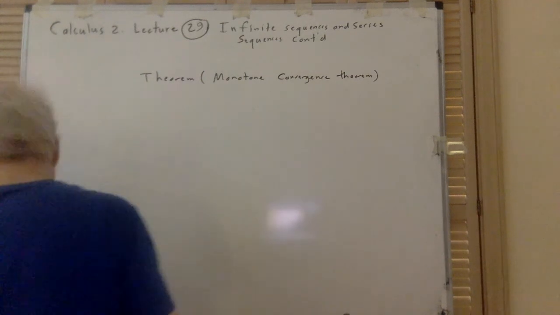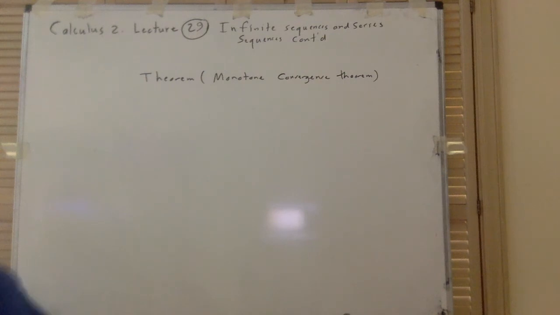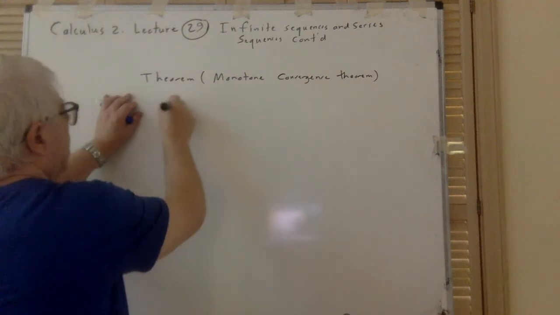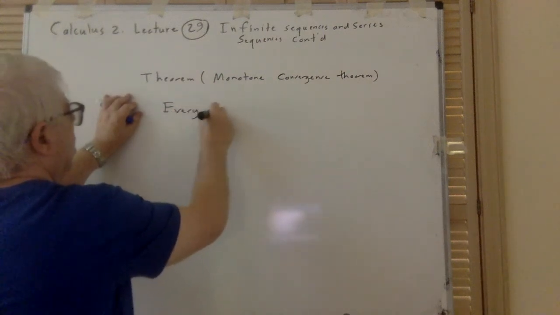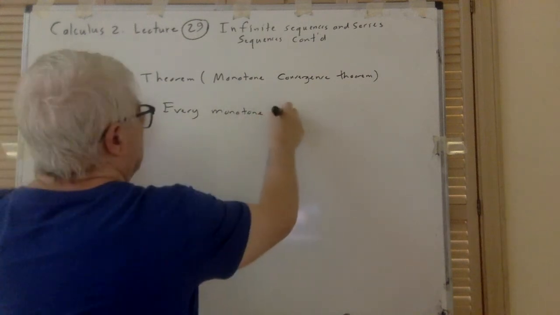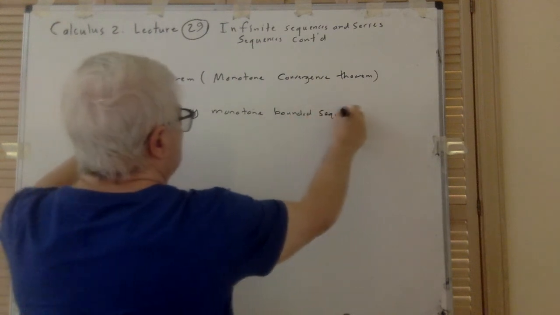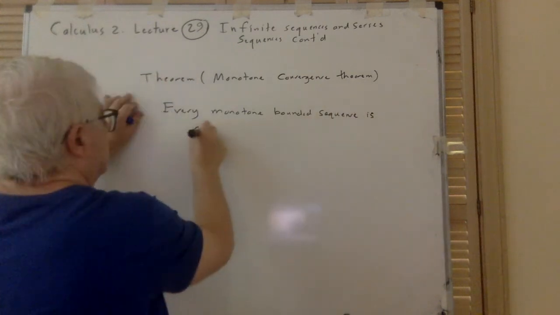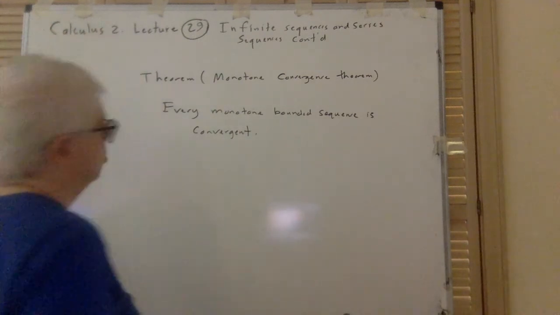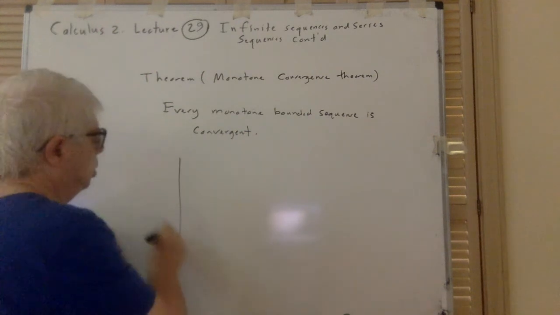We say that a sequence is convergent if every monotone bounded sequence is convergent. So what happens if it's both monotone and, say, bounded? Let me show you in a picture what's happening.